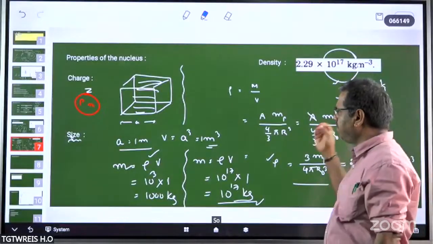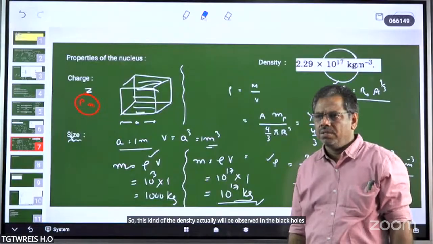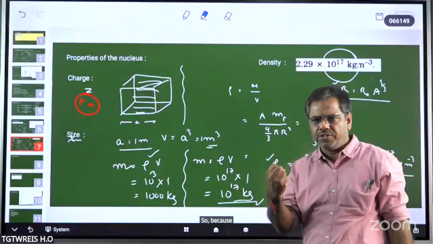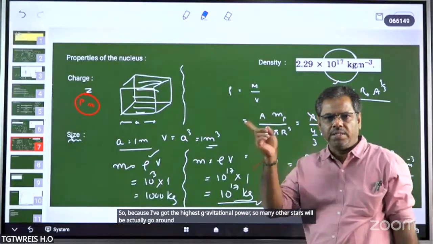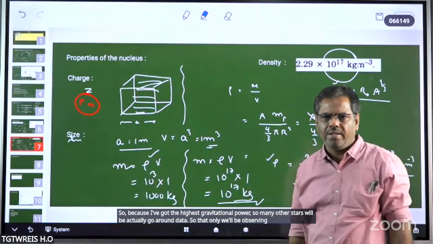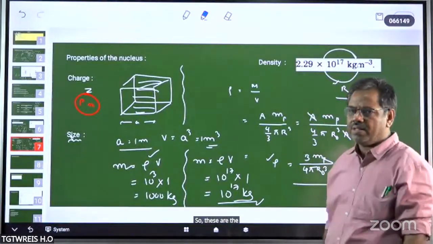This kind of density is observed in black holes. Because of the highest gravitational power, many other stars will go around it. That will be observed only in the case of black holes. So these are the properties of the nucleus.